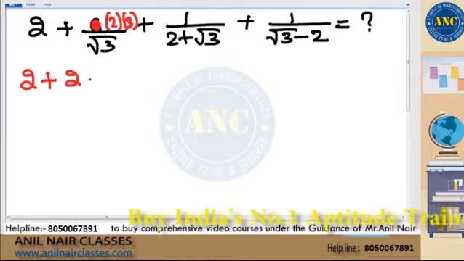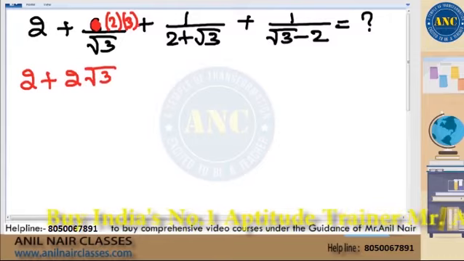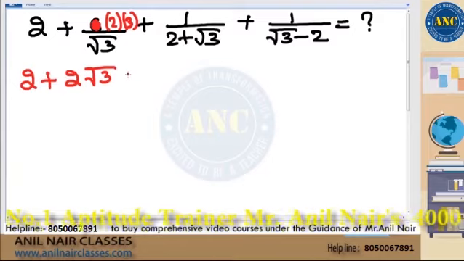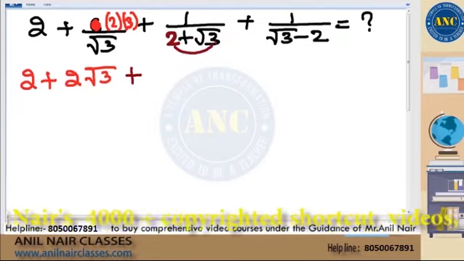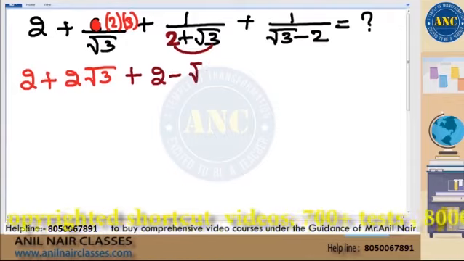3 divided by root 3 is root 3, because 3 can be written as root 3 into root 3, and one of the root 3 will get cancelled. Plus, same logic, 2 is root 4. Root 4 plus root 3 is there in the denominator. 4 minus 3 is 1. So the denominator is 1. Numerator should be 2 minus root 3 into 1, so 2 minus root 3. Very easy.